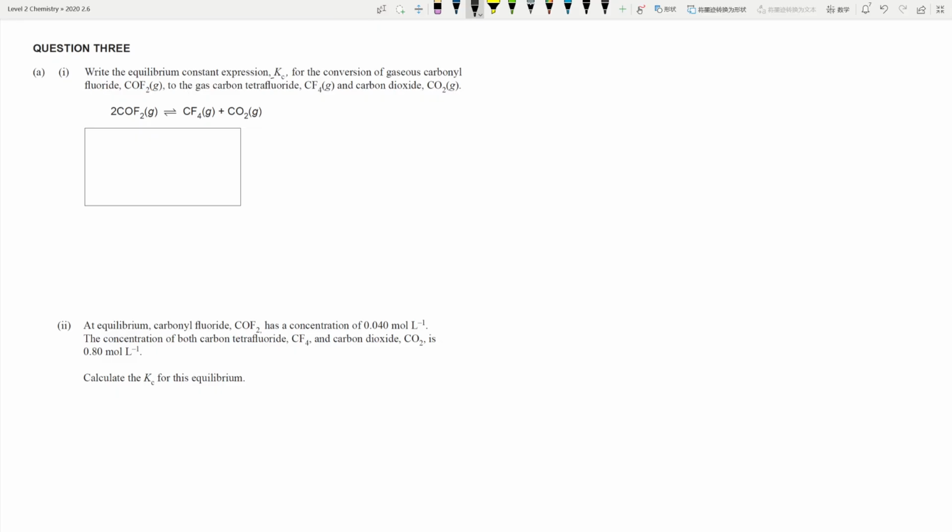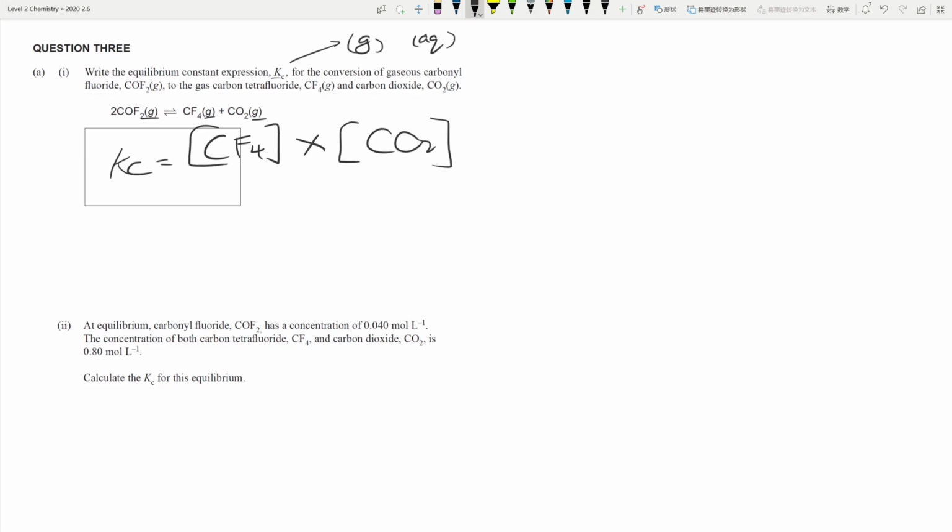So when we do a Kc expression, remember that we only include gaseous and aqueous substances. So this is gas, so we can include all of them. So we do the Kc. Kc equals, remember, products over reactants, CF4 times CO2 divided by COF2, and then the coefficient of that big 2 at the front becomes the power. Okay, so that's your Kc expression.